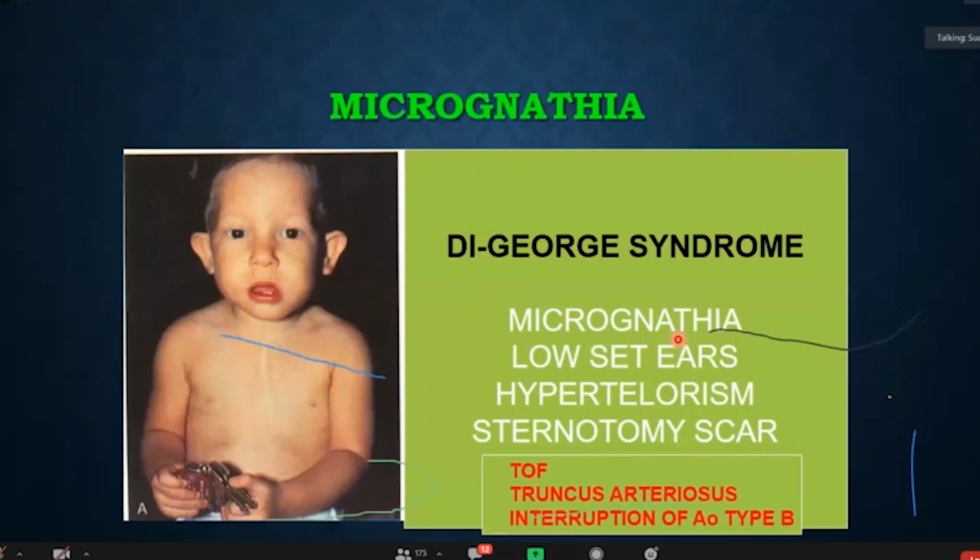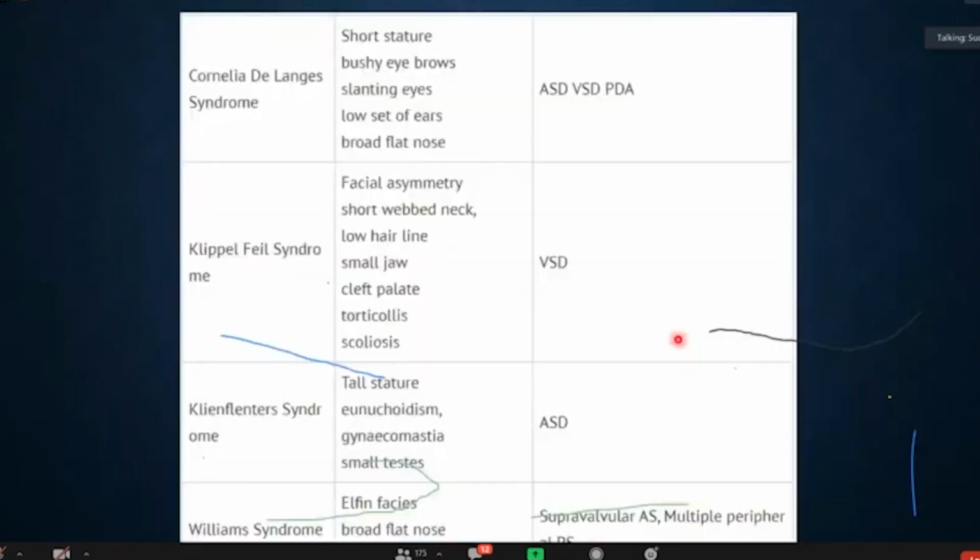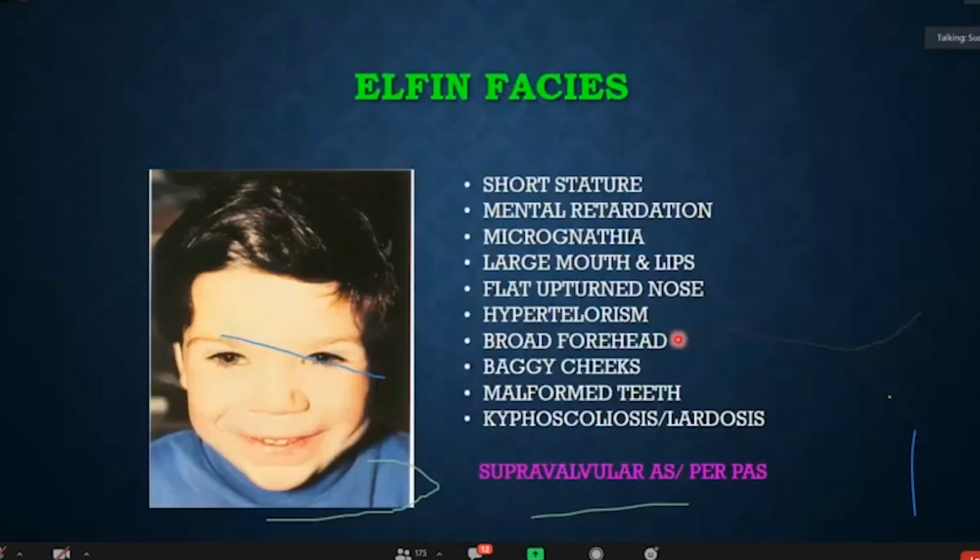Now there are many other diseases, but one more important disease is Williams syndrome. You would have been hearing Williams from your MBBS MD days. Williams is associated with supravalvular AS. Idiopathic hypercalcemia, it is associated with hypercalcemia. And what facies is it? You can see this facies: short stature, mental retardation, but the most important thing is a flat upturned nose. It is flat but upturned nose, associated again with hypertelorism, broad forehead. The forehead is very broad, baggy cheeks, and then there can be pegged teeth. Malformed teeth known as pegged teeth. They are usually associated both with peripheral pulmonary stenosis and supravalvular aortic stenosis.